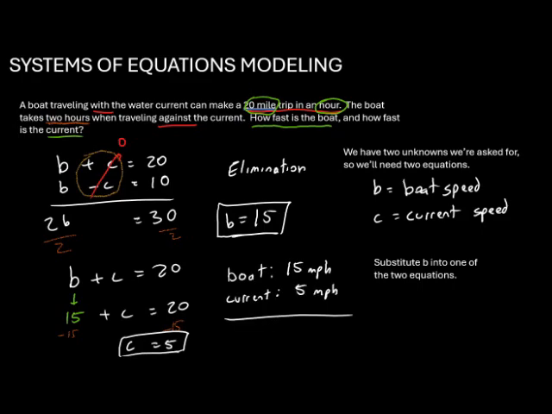And so now the problem is solved. In writing 2 equations with 2 unknowns, and using the elimination method, because they had the same value and opposite signs, we found both the boat and current speed.